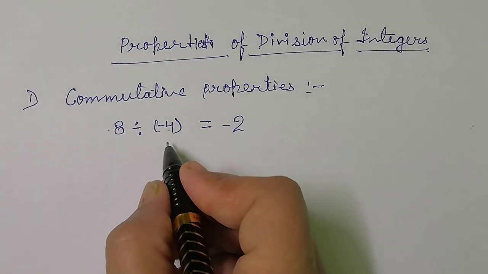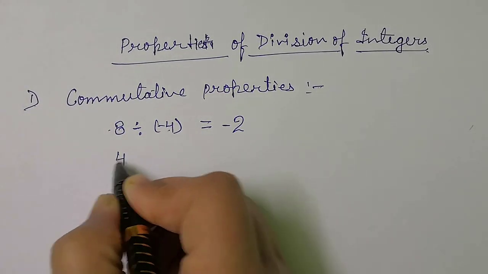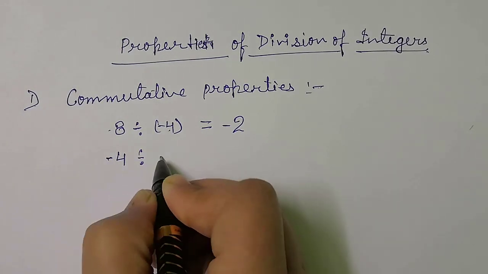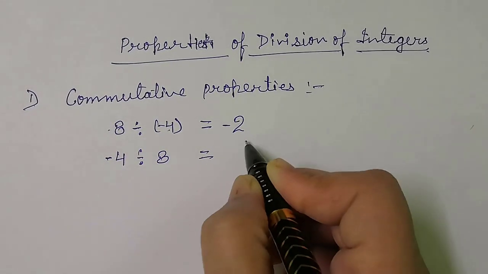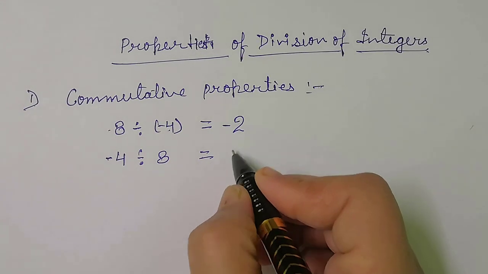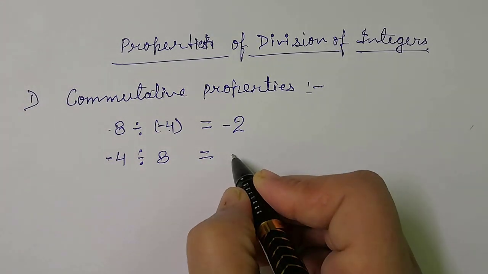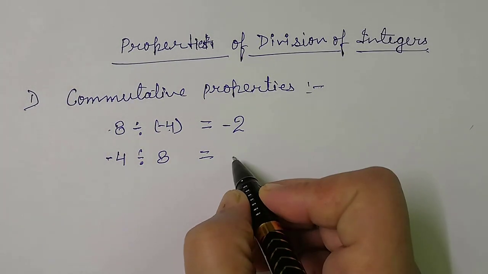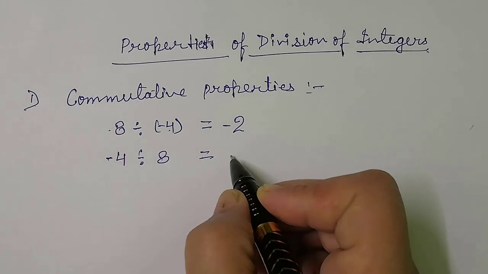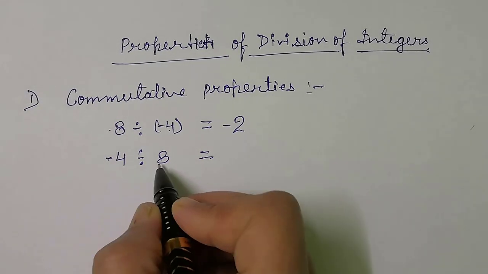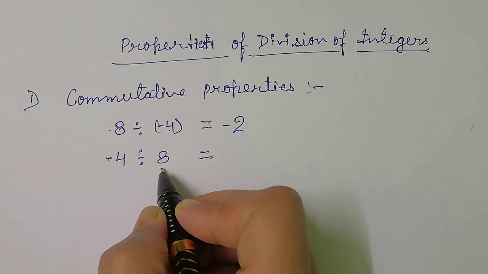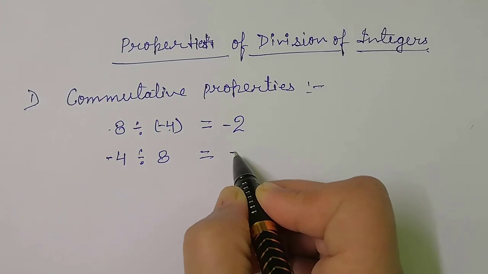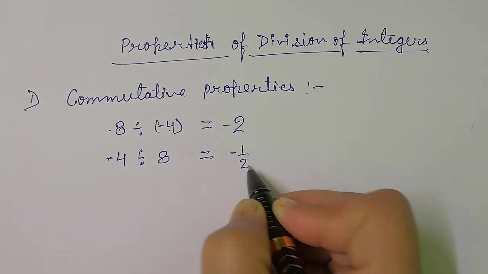Now we just change their order. When we divide minus 4 by 8, then what do we get? That will be minus 2 again. Here we get the same things. No, we won't get the same things, because 4 is here and 8 is in the denominator. Then we will get minus 1 by 2.